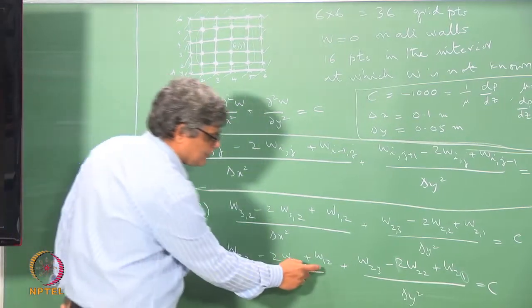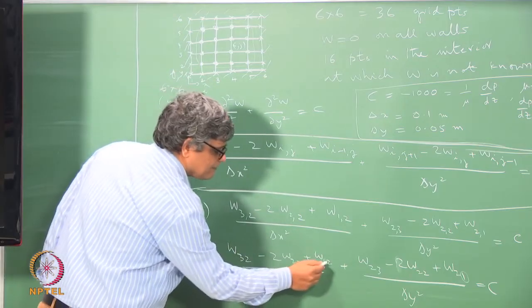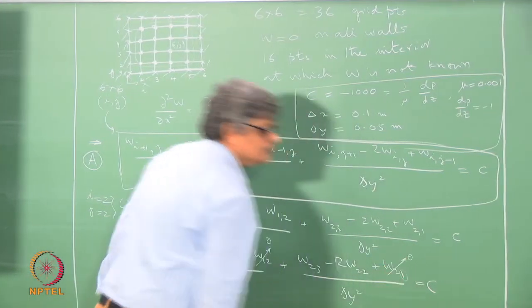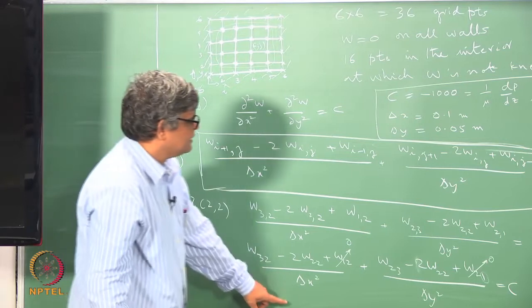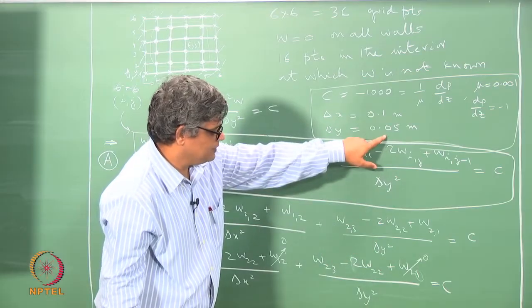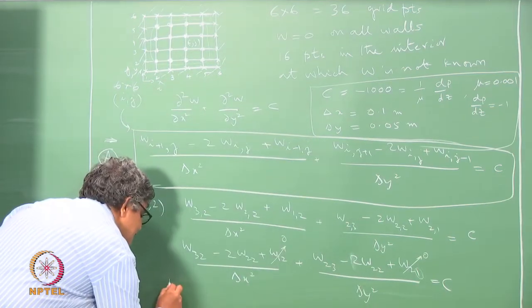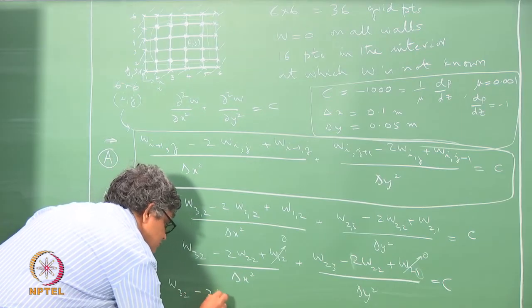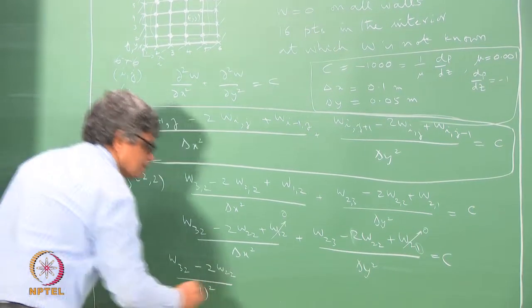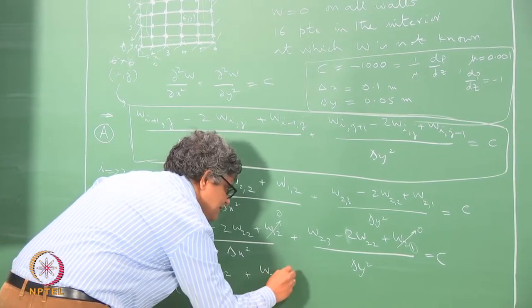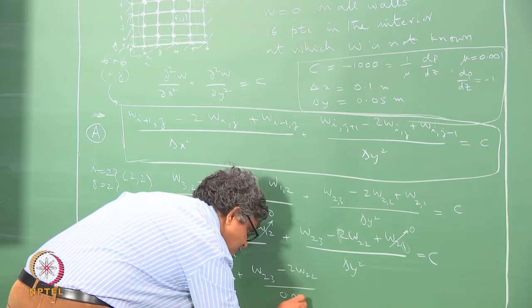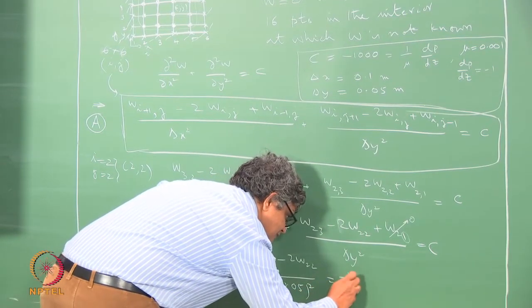So, when we are specifically looking at this point here, this equation, this is 0, and similarly this is 0, and we can substitute delta x equal to 0.1 meters and delta y equal to 0.05 meters, and we can put this as (W32 minus 2W22) divided by 0.1 whole square plus (W23 minus 2W22) divided by 0.05 whole square equal to minus 1000.